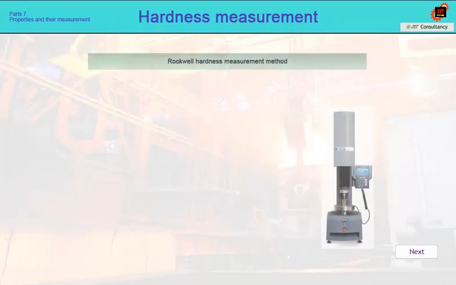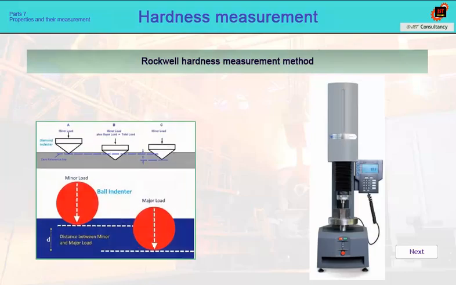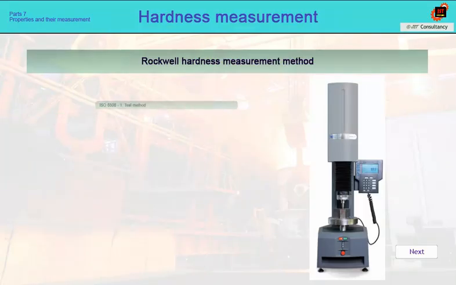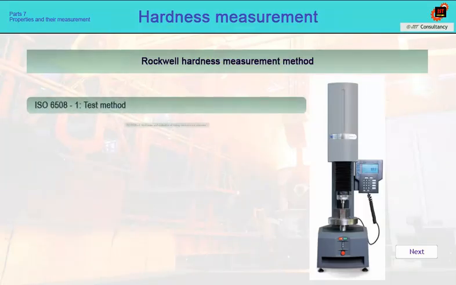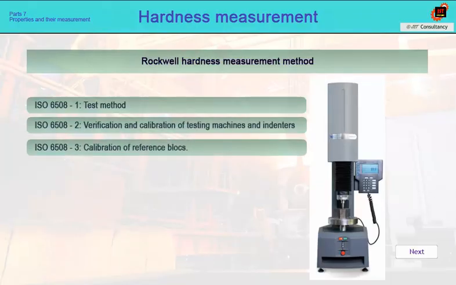In the next section, we will look at the Rockwell hardness measurement method. This method no longer measures the area of the indentation, but the depth to which the indenter, diamond, cone, or ball penetrates. Since the indenter impressions are relatively small, the inspection and its result are sensitive to a number of influences. For the Rockwell method, there is again a set of 3 basic standards. Part 1, Test Method. Part 2, Verification and Calibration of Testing Machines and Indenters. And Part 3, Calibration of Reference Blocks. Similar specifications are in the ASTM E18 standard.